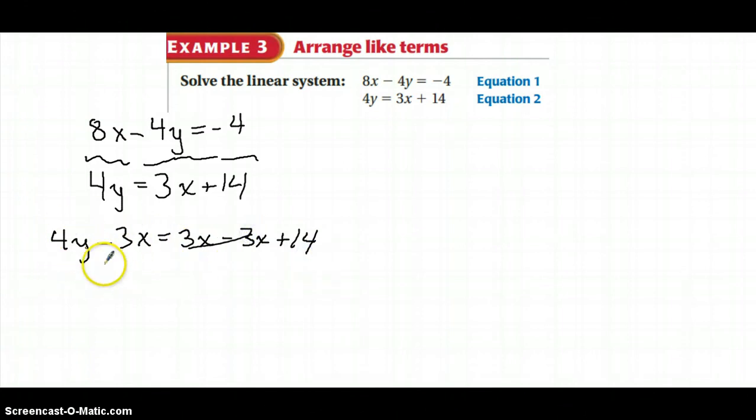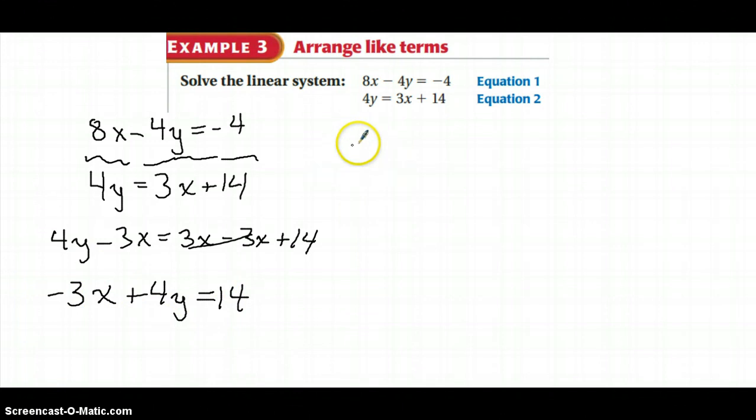On the left-hand side, there's nothing that you can combine, but look back to the order here. The x term is first, the y term is second. So I'm going to rearrange it, and I have to remember to bring the negative sign. So the negative 3x is going to go out front. It's going to be plus 4y, because that 4y is positive, and over here all we have left is 14. So at this point, I now have equation 2 in the form of equation 1. We can line it up.